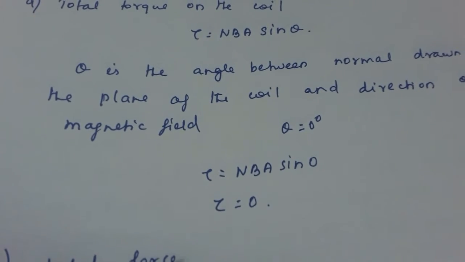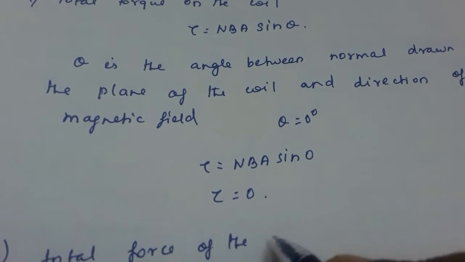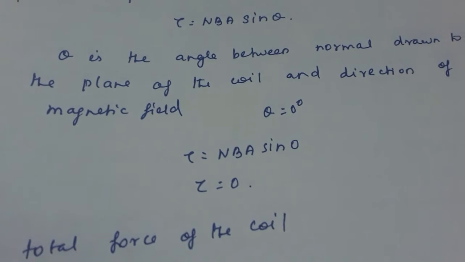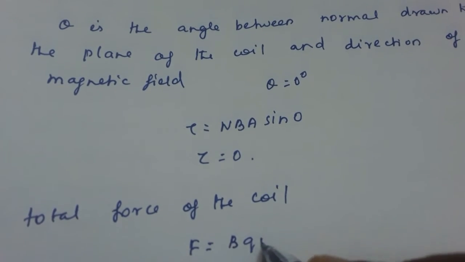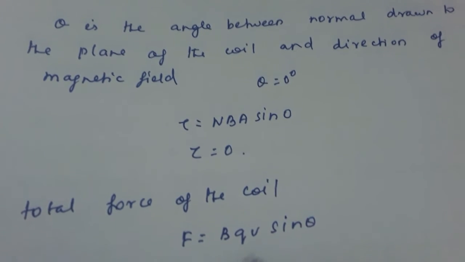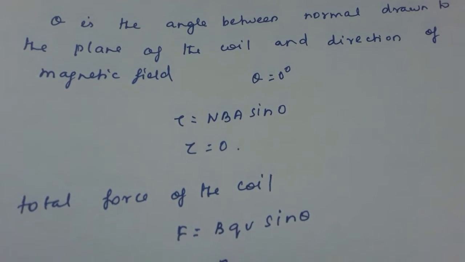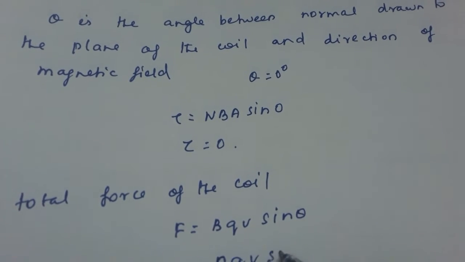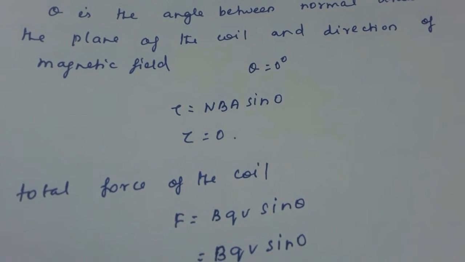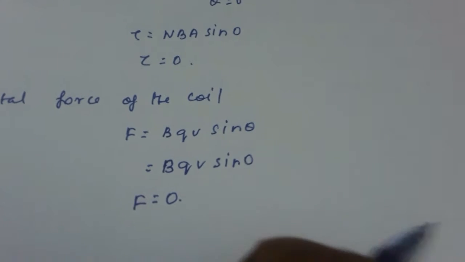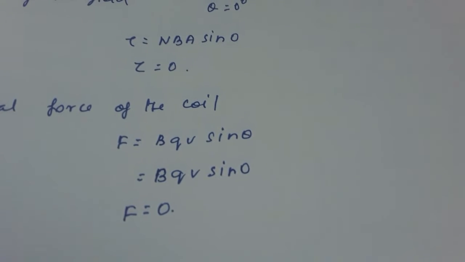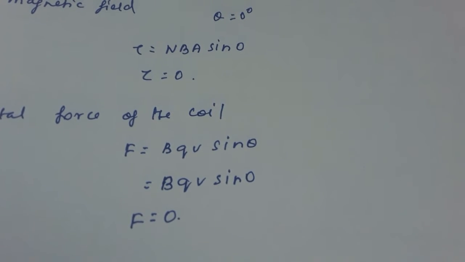So the total force of the coil is given by the formula F is equal to BQV sin theta. Here also theta is equal to 0. So BQV sin 0. So the force is also 0.